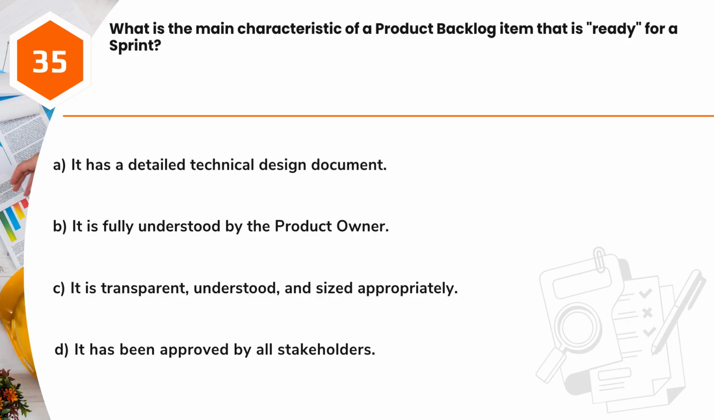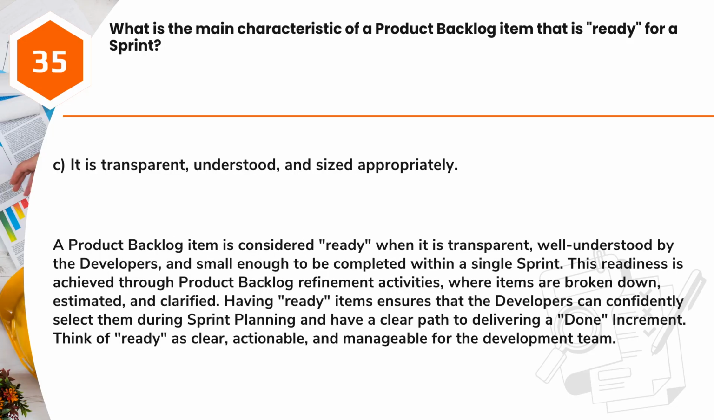Answer, C. It is transparent, understood, and sized appropriately. A product backlog item is considered ready when it is transparent, well understood by the developers, and small enough to be completed within a single sprint. This readiness is achieved through product backlog refinement activities, where items are broken down, estimated, and clarified. Having ready items ensures that the developers can confidently select them during sprint planning and have a clear path to delivering a done increment. Think of ready as clear, actionable, and manageable for the development team.